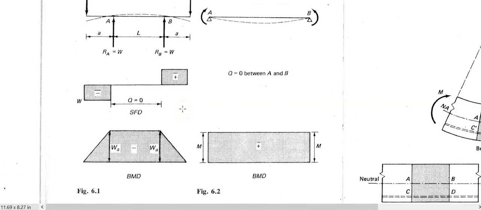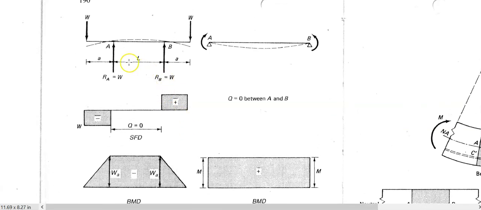Okay, sorry, I should revise that. Okay, the tension side of the beam will be at the top, so this here will be the bending moment diagram for that over there. Okay, which is correct in our convention. Sorry, I made a mistake there.